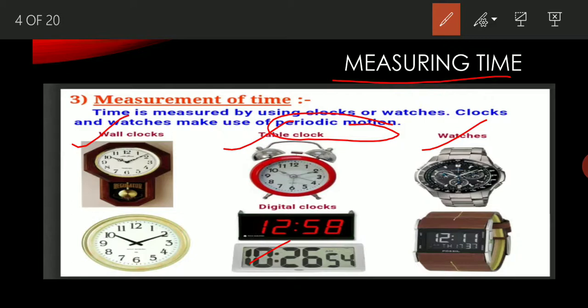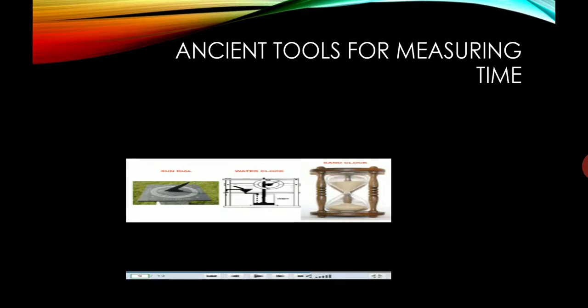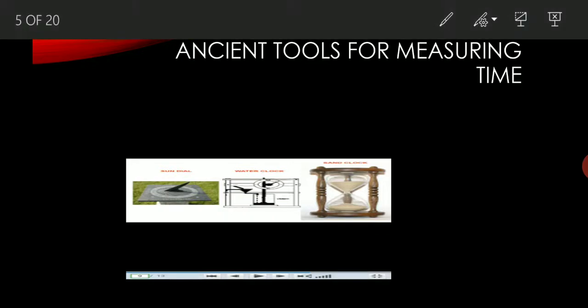But have you ever thought that in ancient times, when digital clocks, or clocks and watches, were not made, how did people measure time? They used some other types of instruments for measuring time. These instruments were the sundial, water clock, and sand clock. Okay, these instruments are used to measure time. Clear?